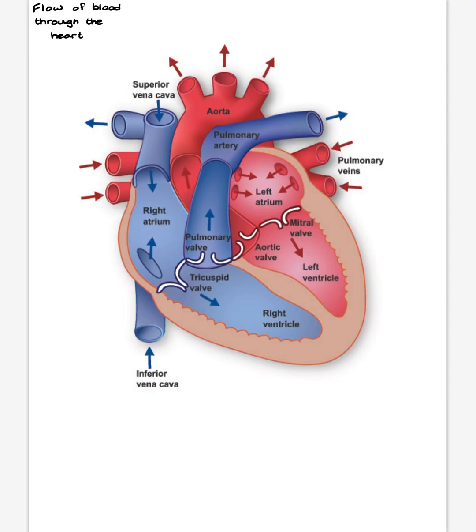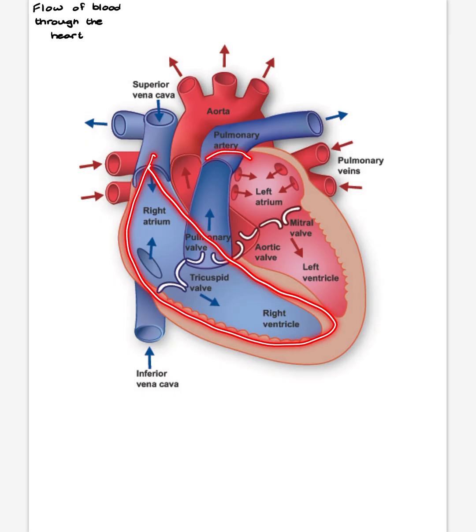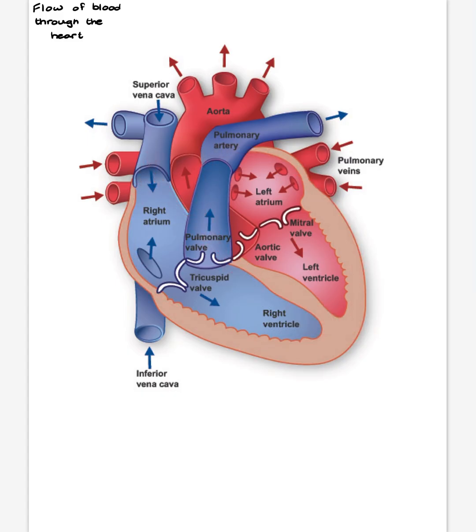Today I'm going to be talking about the flow of blood through the heart. So to begin, you can notice by this picture that there are two different sides of the heart. There's the right side, which is this blue side, and then there's also the left side of the heart, which is that red side. These two sides of the heart have different goals.